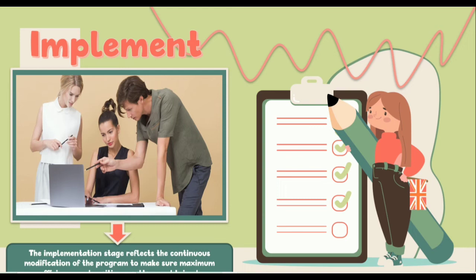So, the fourth stage is the implementation stage. It reflects the continuous modification of the program to make sure maximum efficiency and positive results are obtained. The key word for this stage is procedure, and since this stage gains much feedback both from the instructional design and participants alike, much can be learned and addressed in this area.